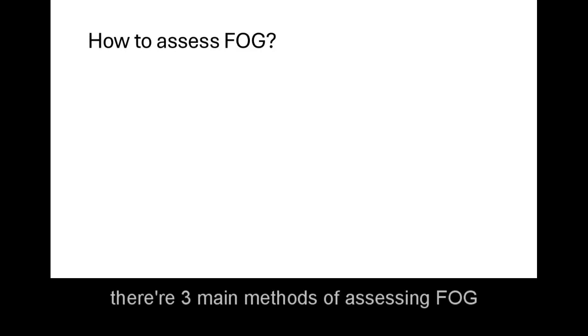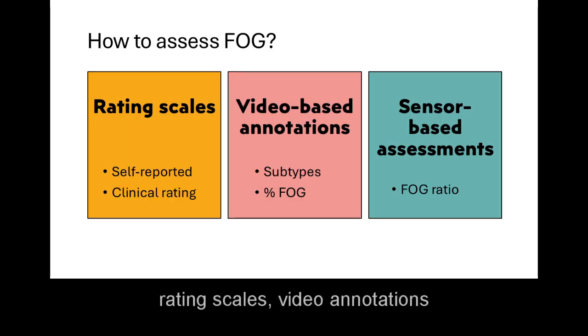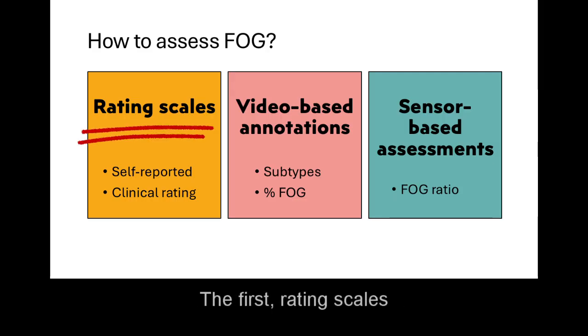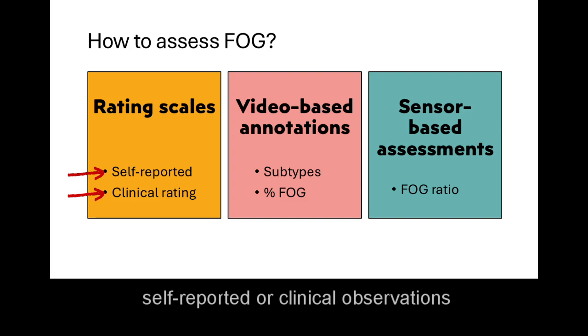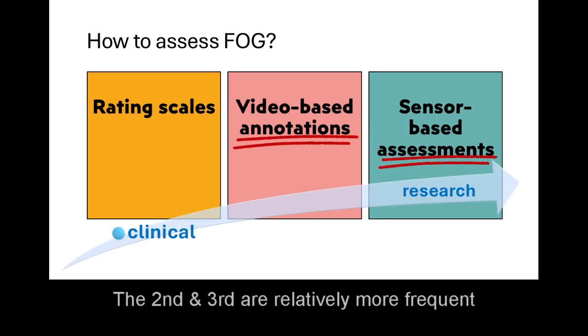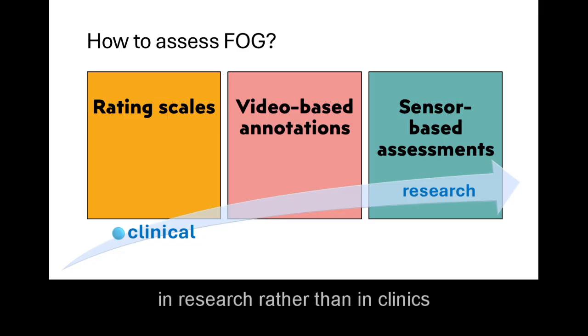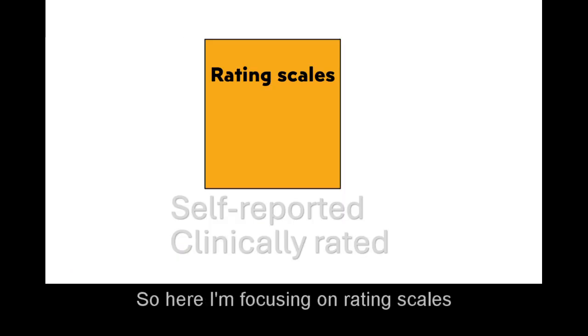In general, there are 3 main methods of assessing FOG: rating scales, video annotations, and sensor-based assessments. The first, rating scales, can be either self-reported or clinical observations. The second and third are relatively more frequent in research rather than in clinics. So here I'm focusing on rating scales.